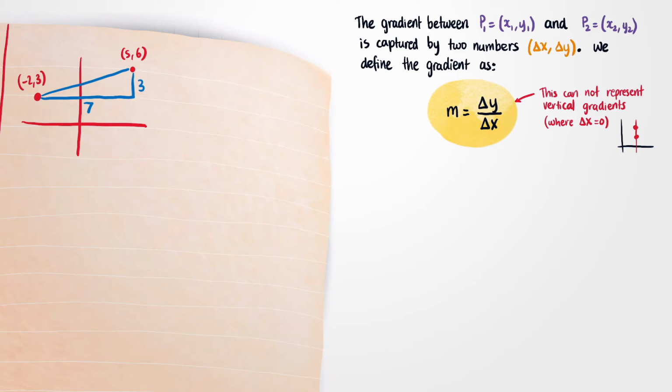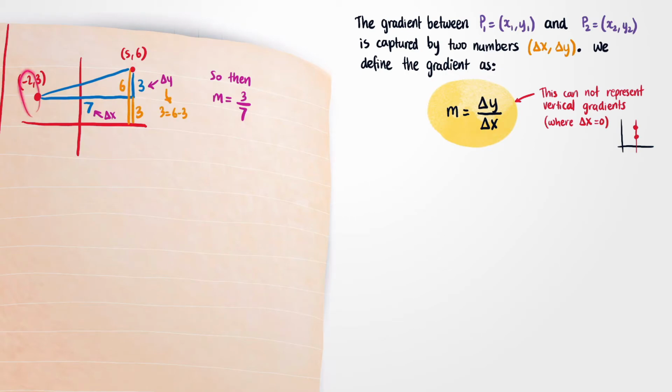Now in this case, since change in y is just 3, and change in x is just 7, we can immediately write the gradient as 3 over 7. Now if we wanted to, but we definitely don't have to, we could actually represent the gradient in terms of these points over here. If you look carefully, you notice that this height over here can just be found by starting with 6 and then subtracting off 3.